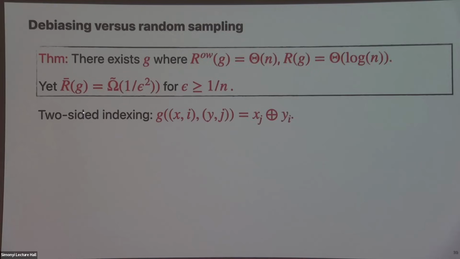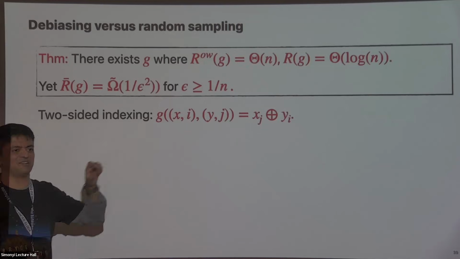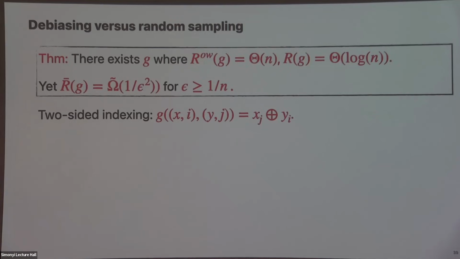Okay, so the function we are going to construct is called two-sided indexing. Just like in indexing, you have a string x, which is a Boolean string, and an index i between 1 and n. You have y and an index j. And the function is xj XOR yi. Sorry? Oh, I didn't define normal indexing. In normal indexing, Alice would have x, Bob would have i, and they want to know the bit xi. It's hard only in one direction, because if Alice speaks first, she sends the whole string. If Bob speaks first, he sends the index, and they're very happy, right?